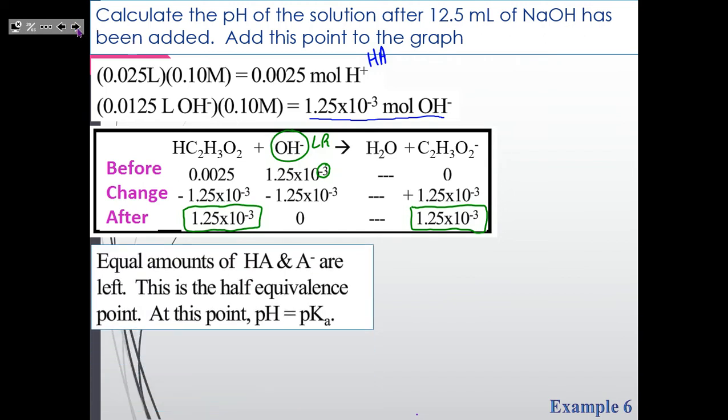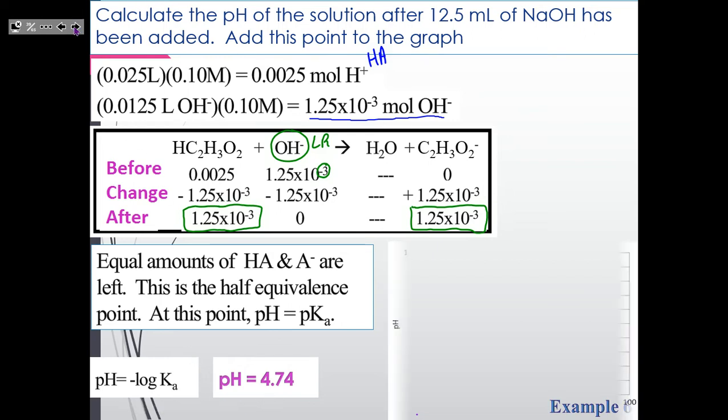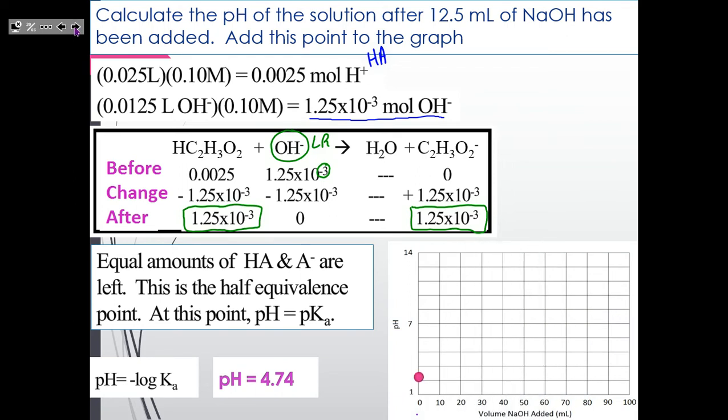We could do a RICE table here, but what you're going to find is that because these amounts are equal, the pH can be calculated directly from the Ka value. So let's take the negative log of the Ka value, which was 1.8 times 10 to the negative fifth, and we are going to solve for the pH of 4.74. And you'll notice that that jump isn't very big. So if we plot our points, 1, 2, the third one is actually leveling out, and it's not going up a whole lot. Remember, this is a buffering zone within the titration curve. So this is a really important point, and I want to talk a quick bit about what could be asked here.